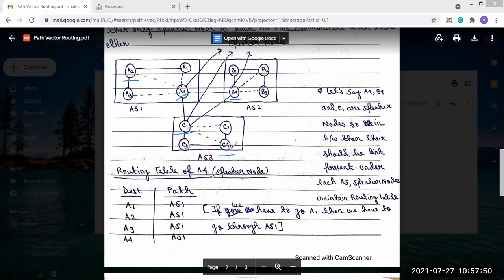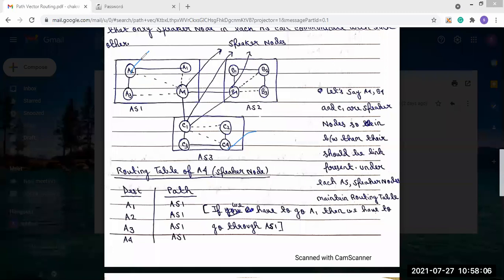Now, let's say that C4 wants to send some information to A2. Let's say that this is the condition, that C4 wants to send some message to A2. Then C4 will do what? You can see that C4 is interconnected with each node present in autonomous system 3. That is, C4 is connected to C1, C4 is connected to C3, and C4 is connected to C2 also. That means it is connected with each node that is present in autonomous system 3.